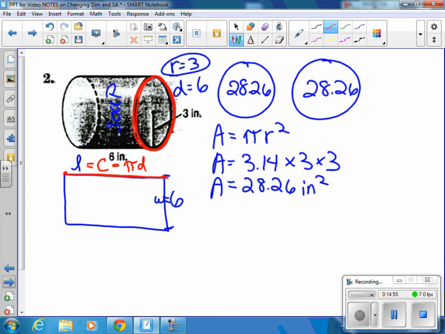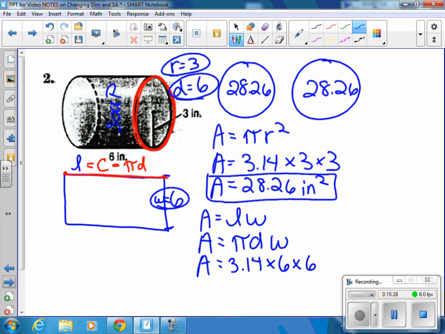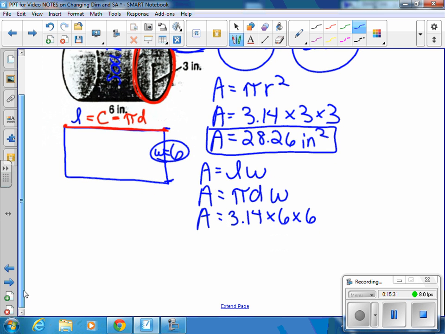So now I'm going to go ahead and do this formula. This is my first one, my circles, excuse me. So now I have area equals length times width. This time though, my length is pi d. That's going to be my length, and then times the width. So area equals 3.14. Again, I have my d already. My d is 6, so times 6 again, because 6 happens to be my width as well. That's the only reason why it's 6 again.